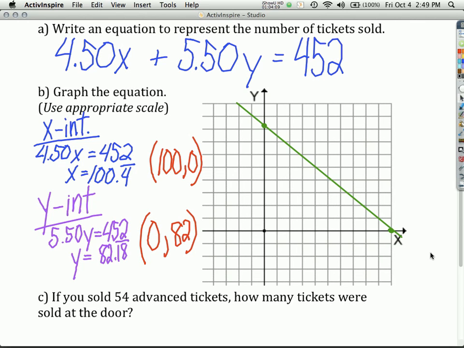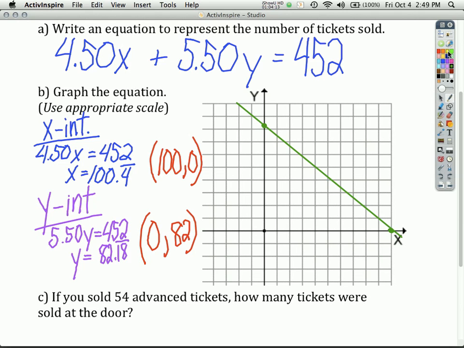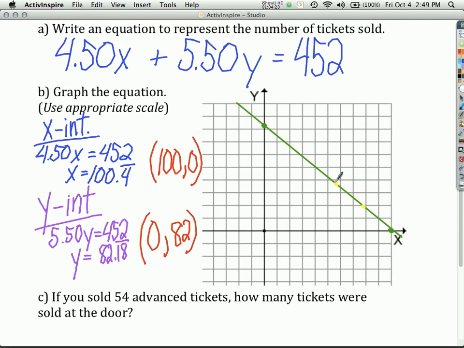What was the end part of your explanation? Can't sell negative. Yeah, and what this means, I want you to pay attention to this. Every point on this line represents an ordered pair of a number of tickets sold in advance and a number of tickets sold at the door. So for example, this point right here is 40 tickets sold in advance, 50 tickets sold at the door. So that's one way to make $452.